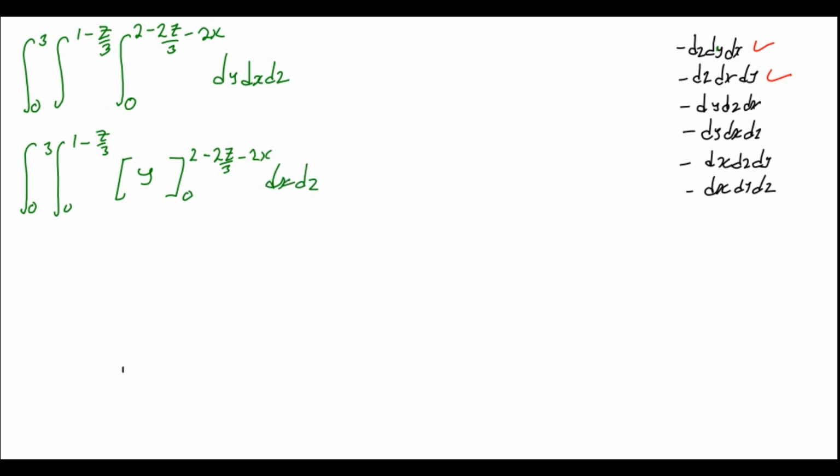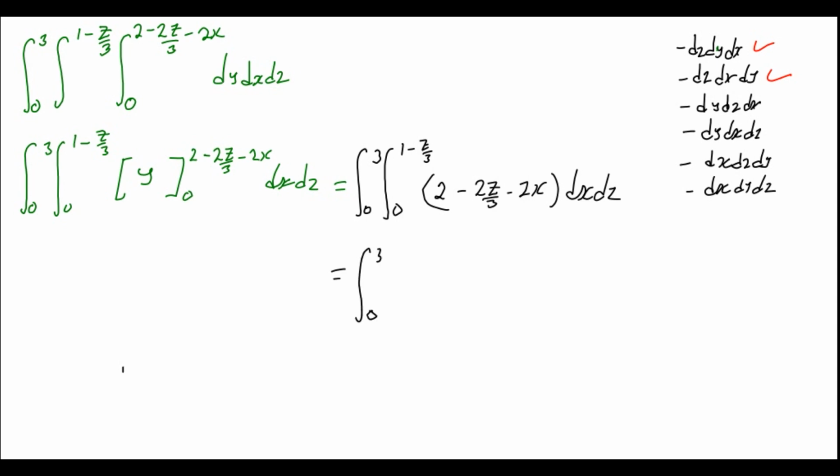Okay, so what this is going to evaluate to is, we say from 0 to 3, from 0 to 1 minus z, is it z? Yeah, it's z over 3. Then here the lower limit is going to give you 0, so the upper limit is going to be 2 minus 2z over 3 minus 2x. This integrate with respect to x, like that. So let's go ahead and do the integration from 0 to 3. Integrate with respect to x.